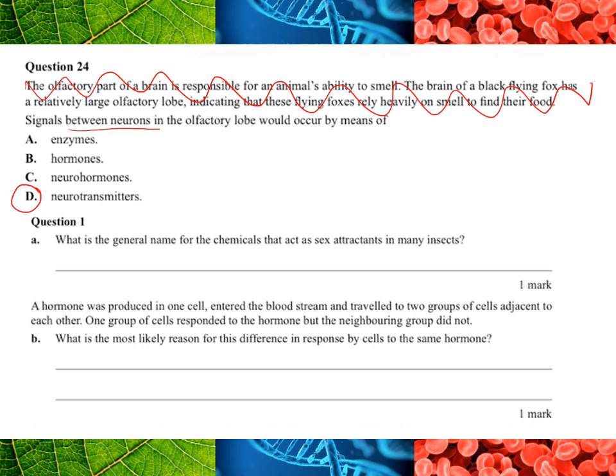The next question, what is the general name for chemicals that act as sex attractants in many insects? Hopefully you got that, we just went through them. They are pheromones.